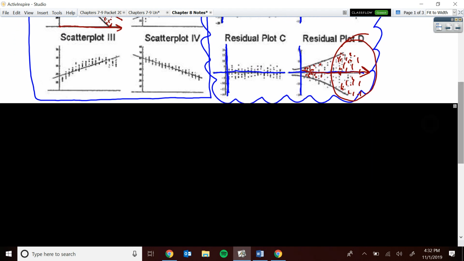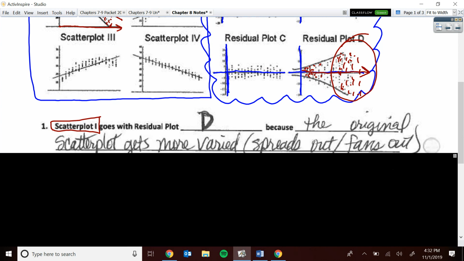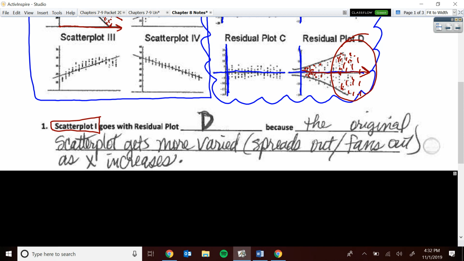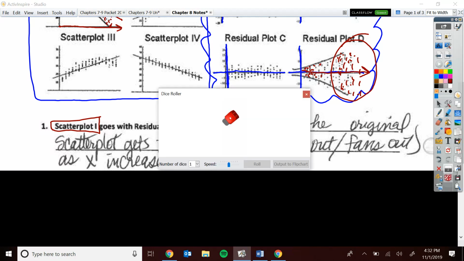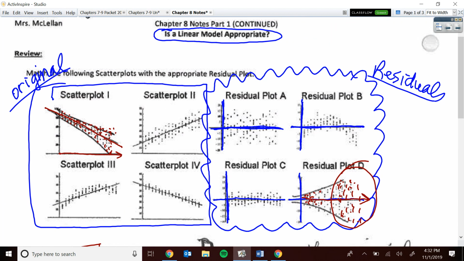So that's how I wrote this up. Scatter plot 1 goes with residual plot D, and that is because the original scatter plot gets more varied or more spread out. It fans out as x increases. Okay, so now let's have somebody else tell the other person. The evens are going to tell the odds which residual plot you think goes with scatter plot 2, and why. So make that decision. Go.